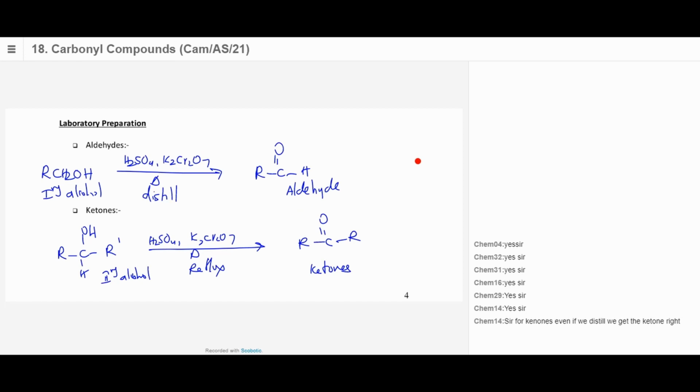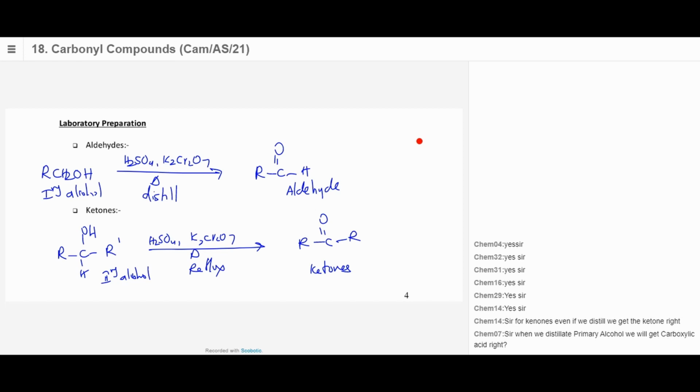Yeah, for ketones you actually have to reflux them. Distilling is not sufficient, because even if you distill, nothing happens. Oxidation will not take place if you distill the secondary alcohol, because you have to heat for some time for the secondary alcohol to oxidize. So if you just distill it, you will get the same secondary alcohol. You need to heat under reflux for some time to get the ketone.